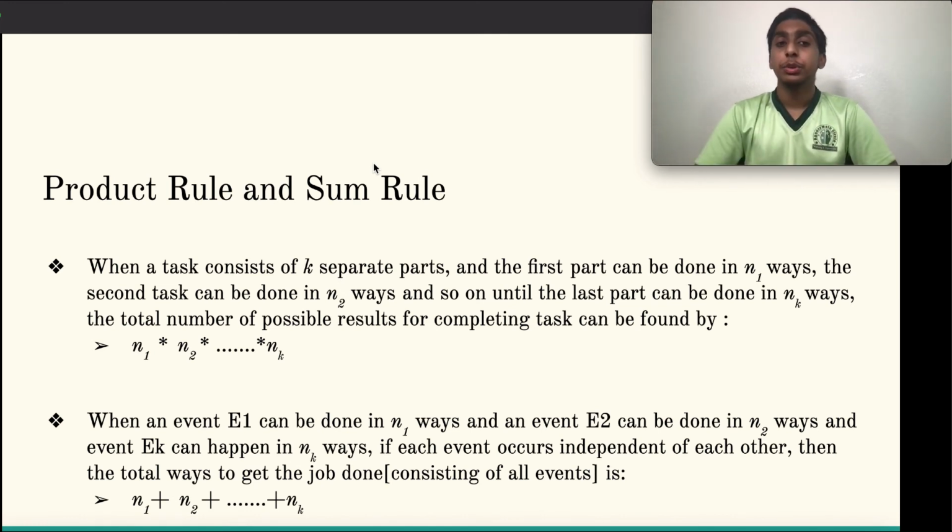But if we have an or situation, such as when an event E1 can be done in N1 ways, an event E2 can be done in N2 ways, an event EK can happen in NK ways, and if each event occurs independent of each other, the total ways to get the job done consisting of all events is N1 plus N2 plus NK. So when I have the dots there, I simply mean so on. So this is how you would do it if you have two mutually exclusive events that are independent of each other and you're trying to find the probability of them happening. So yeah, let's move on.